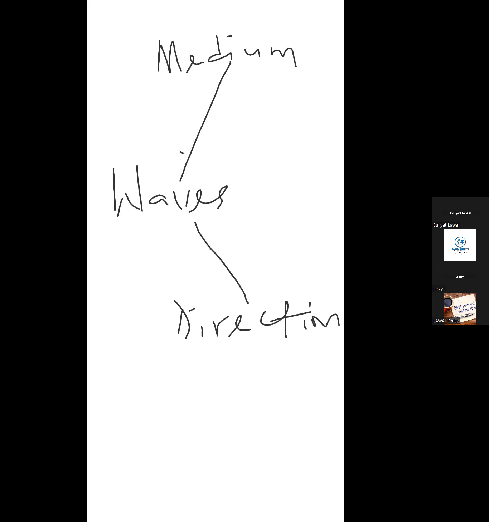So we can have waves based on medium of transfer of energy, or whether they require a material medium for their transfer or not. Then we can have waves based on the direction. If a wave requires a material medium for its transfer, it is called a mechanical wave. These things, you need to understand them.